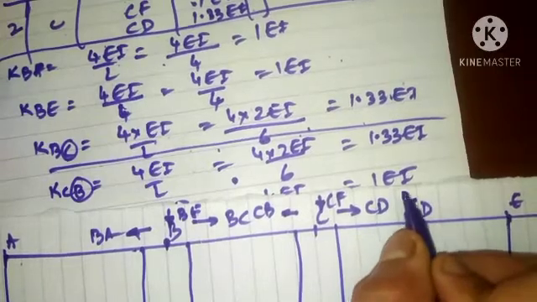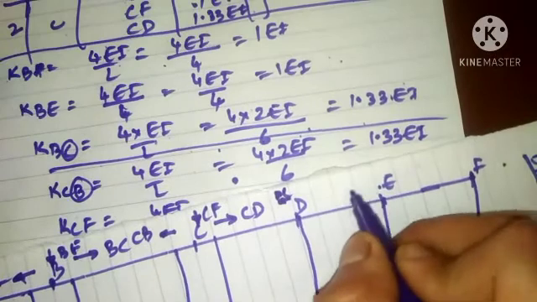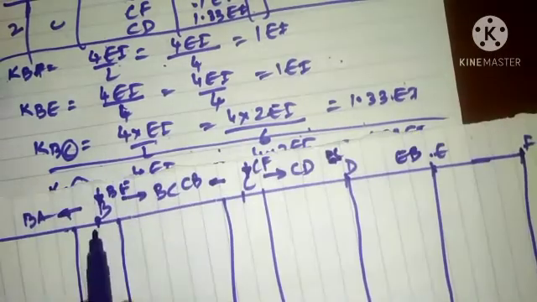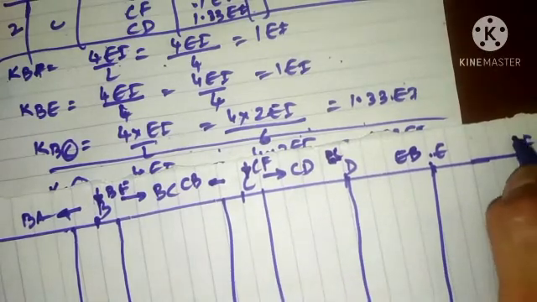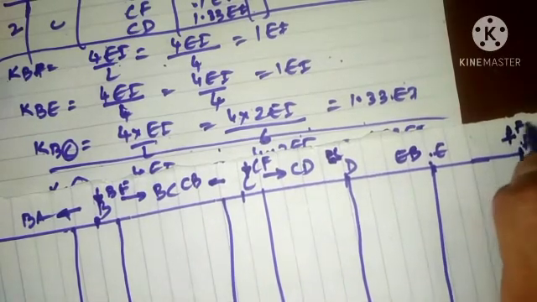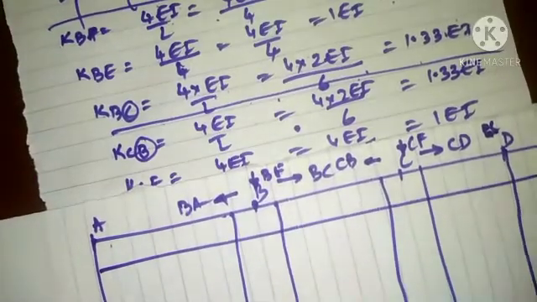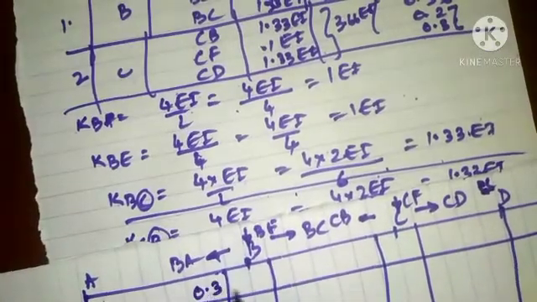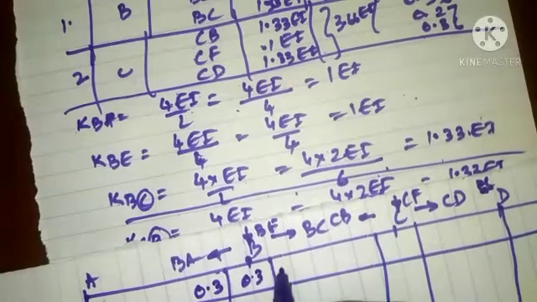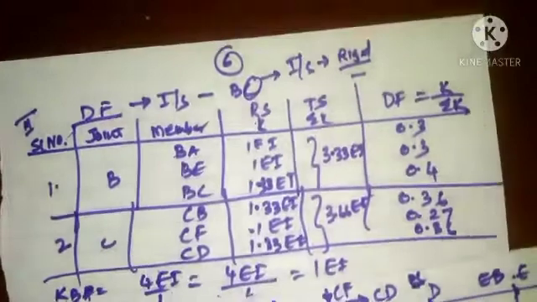And this will be DC towards the left hand side of D. E is connected to B, so this will be EB. Whatever is the moment at B will be transferred to E. F is connected to C, so the upward member will be FC. So the next row will be the distribution factor. When we write here, the BA distribution factor is 0.3, this is also 0.3, and 0.4, which is calculated here.